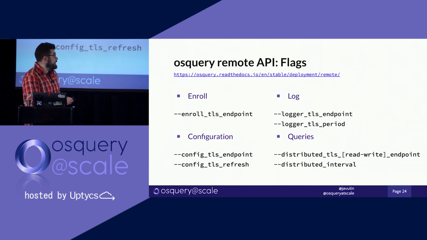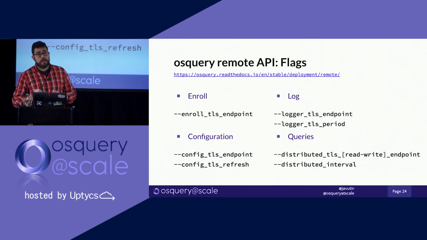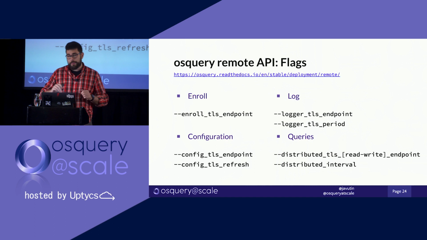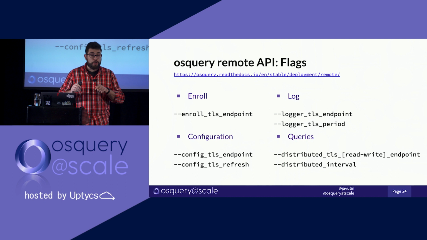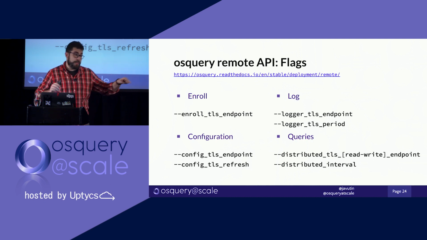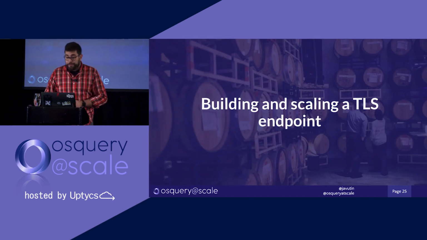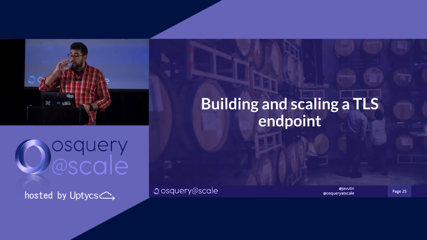Here is one detail. The distributed interval will configure Osquery for the interval in seconds for every request to the query read, because the query write will be sent once Osquery receives a query. So that is not configured, it's just on demand. Osquery will use that one once there are some queries to send. So we went through the implementation details of the remote API.